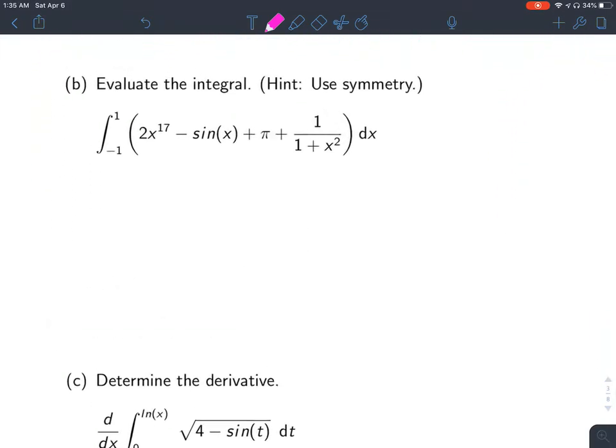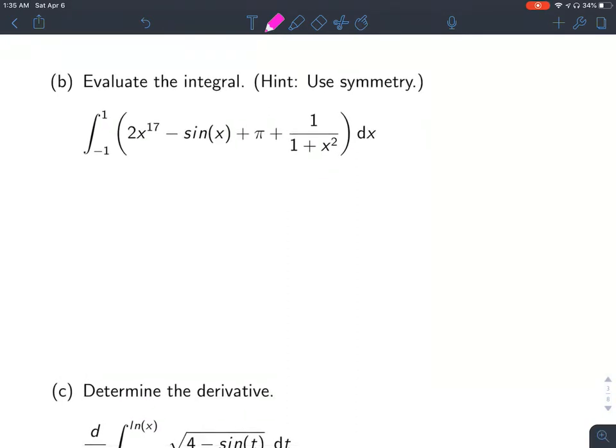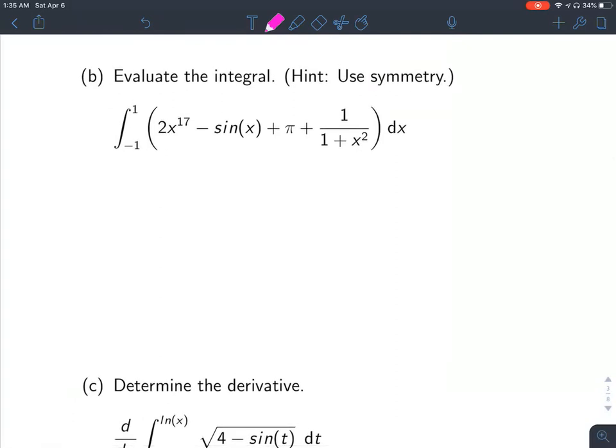B, evaluate the integral. Hint, use symmetry. Well, this upper and lower bound have a symmetry because going from negative 1 to 1 is symmetric with the y-axis. So there's some rules here. If a function is odd, let me remind you what an odd function is. If it's odd, it's symmetric to the origin.